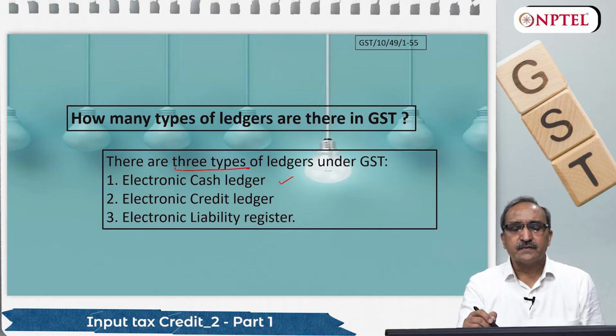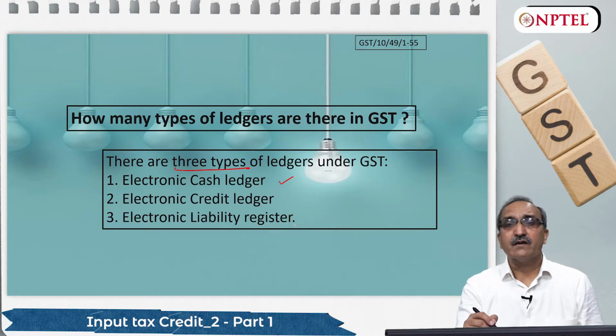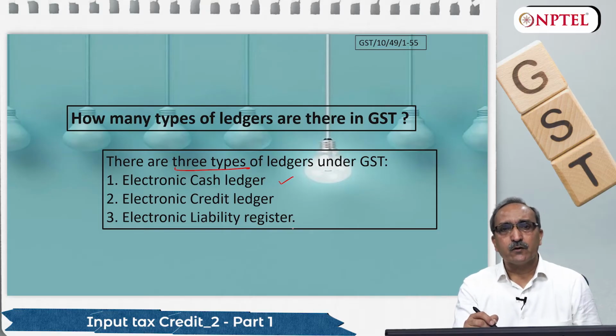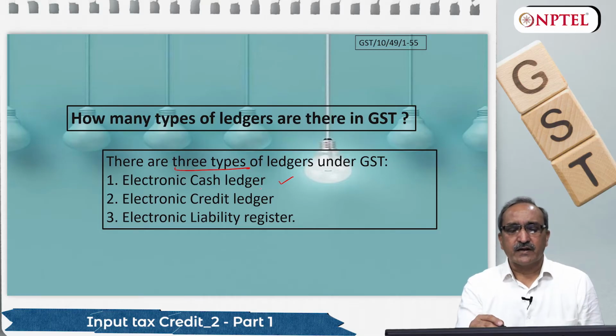So first is the cash ledger. It is maintained on the GST portal for whatever amount of hard cash we deposit with our bankers and upload to the GST portal. It will be reflected in the cash ledger maintained at the GST portal. Why it is maintained, we will discuss later on.